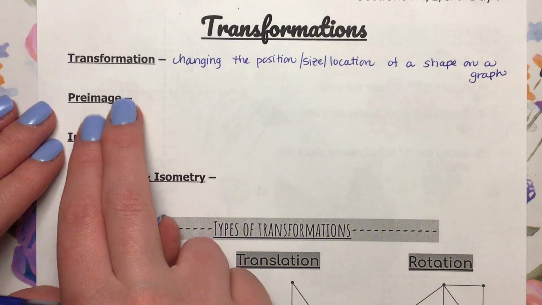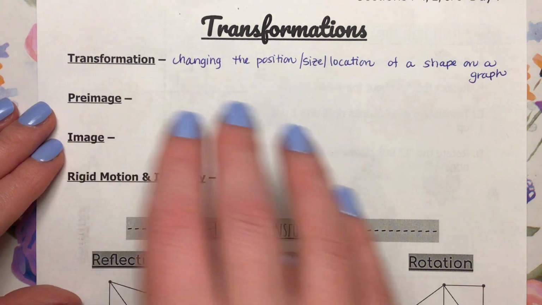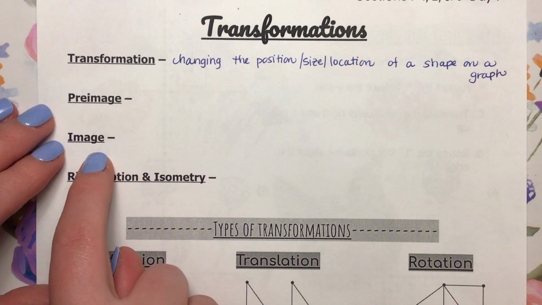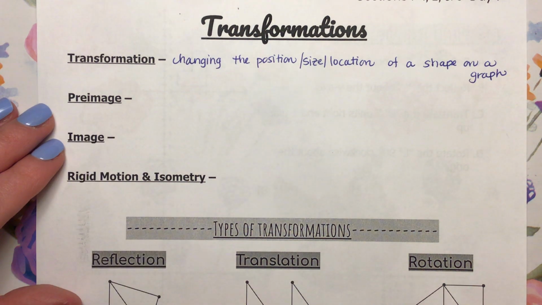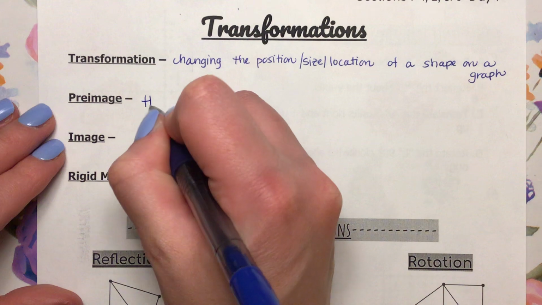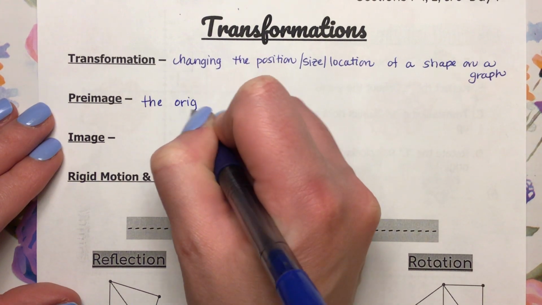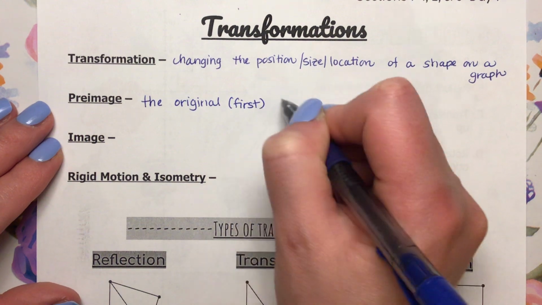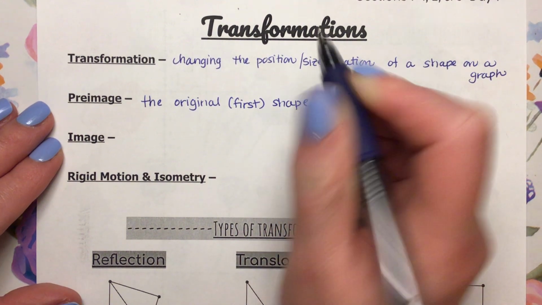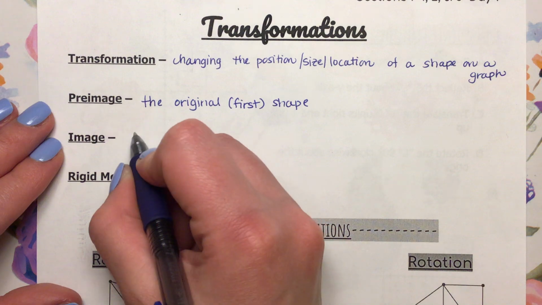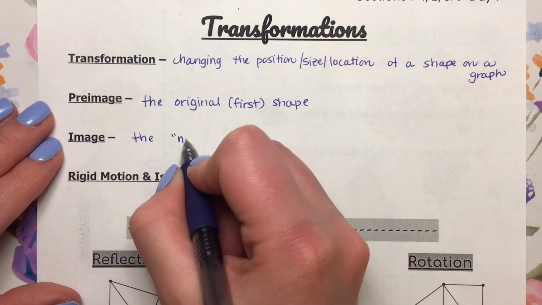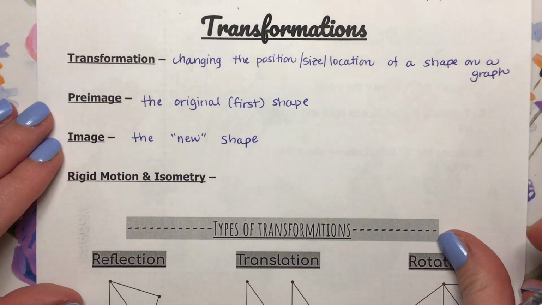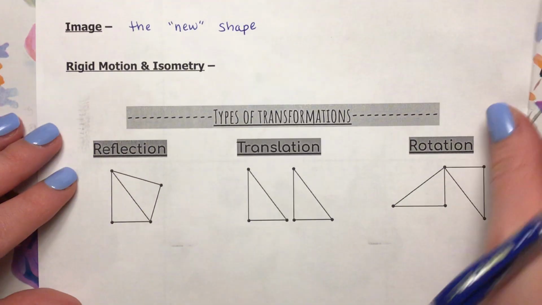Now, in order to distinguish where the shape was versus where the shape will end up being, we have these two words called pre-image and image. A pre-image is the original or the first shape, while the image is the new shape, for lack of a better term. It's where the shape has gone to, basically.